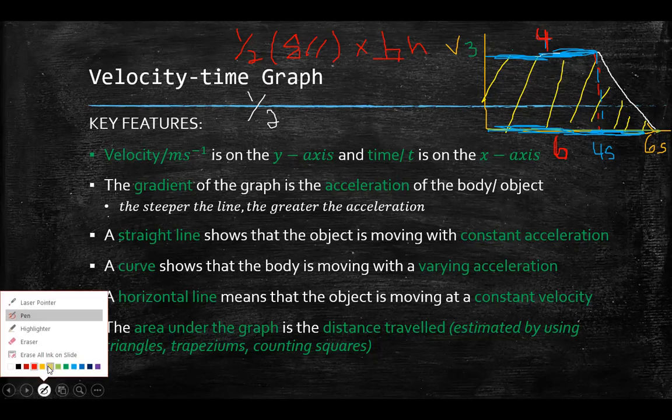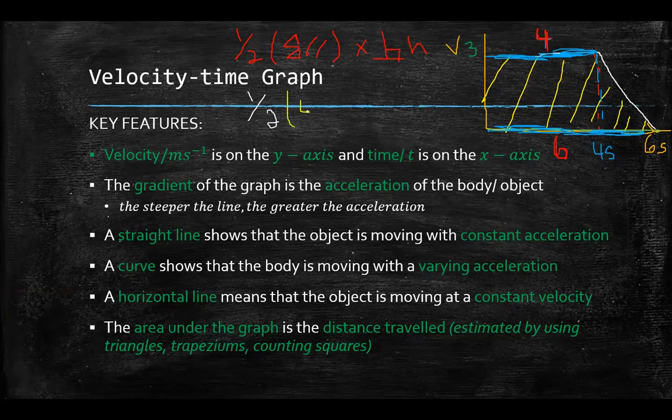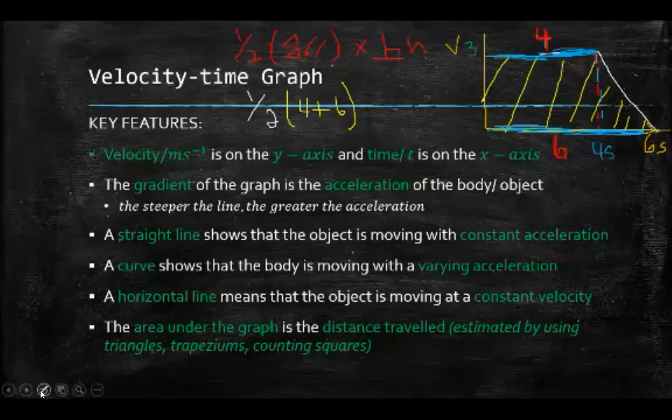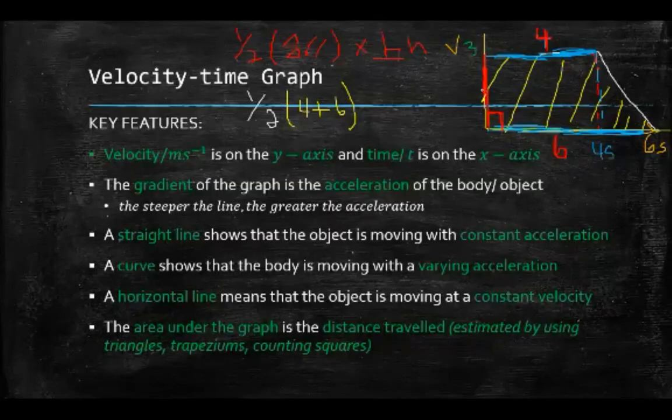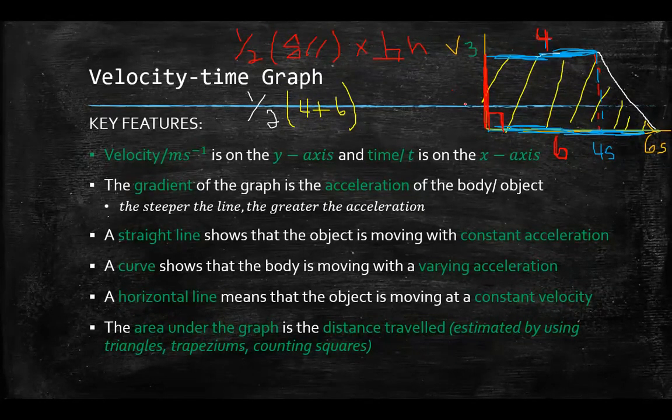I want the sum of the parallel sides. So that would be 4 plus 6 multiplied by the perpendicular height. This is my perpendicular height. Notice it is perpendicular. So I could just draw a right angle right there. That's the perpendicular height. And it would give me 3. From 0 to 3. That's 3. Multiplied by the perpendicular height.